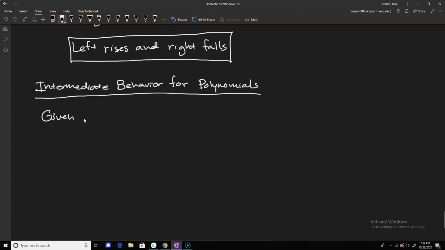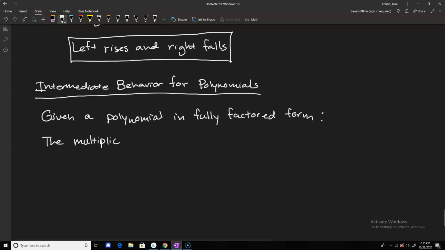So given a polynomial in fully factored form, which means everything's broken down into all the factors that would correspond to the x-intercepts, then the multiplicity m of each zero determines the behavior of the graph near that point.